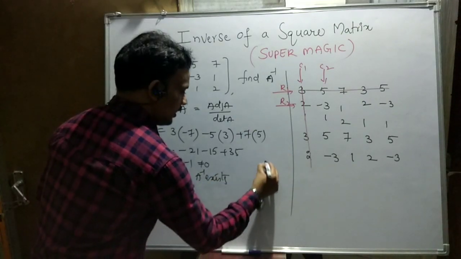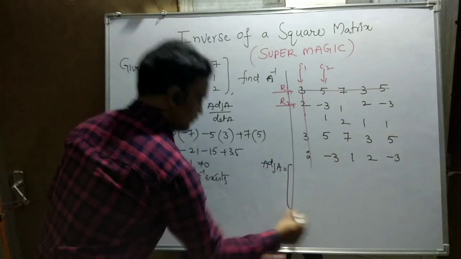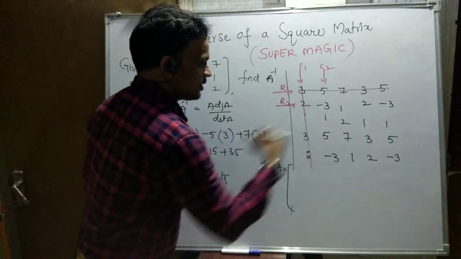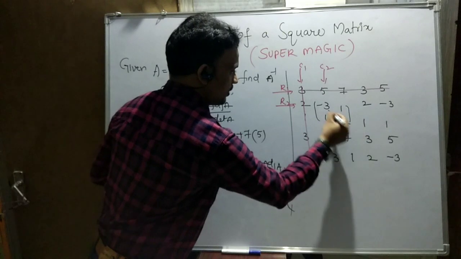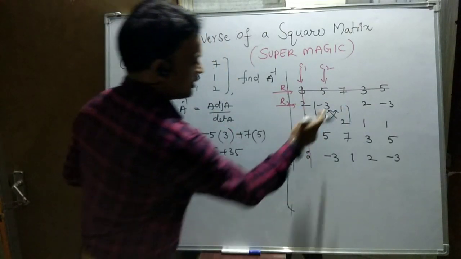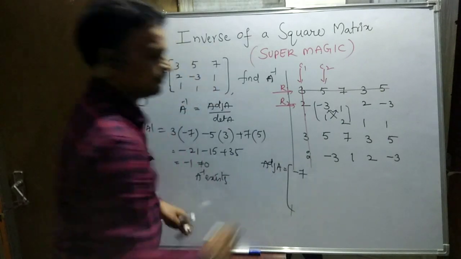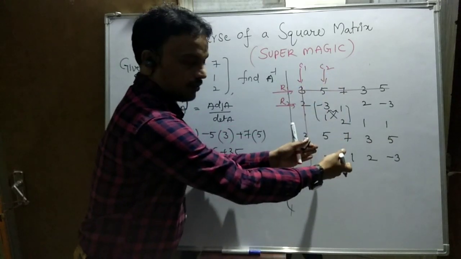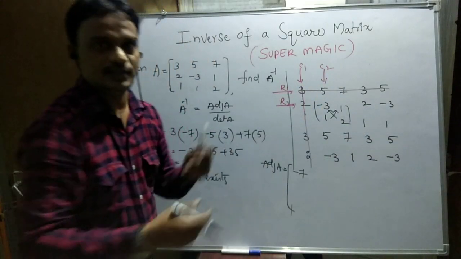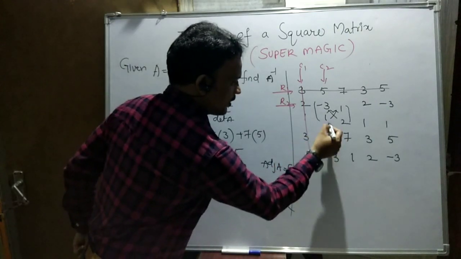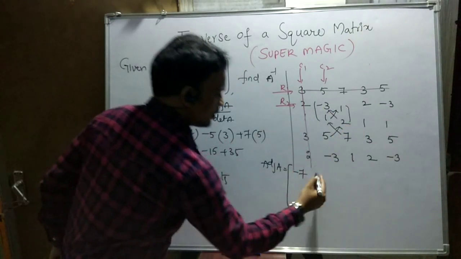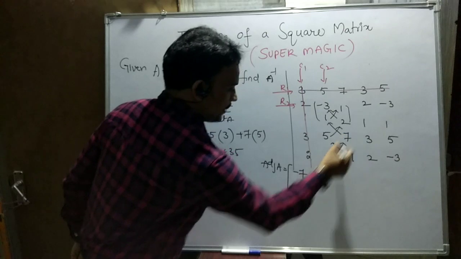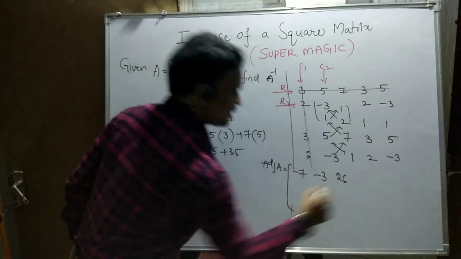So adjoint A equals, let us see. For these elements, please take the cross multiplication. It is minus 6 minus 1 minus 7. Here we take the cross multiplication column wise, but those values are written row wise. That is the thing. Then for these two, 7 minus 10, which is minus 3. Then for these two, 5 plus 21, which is 26.